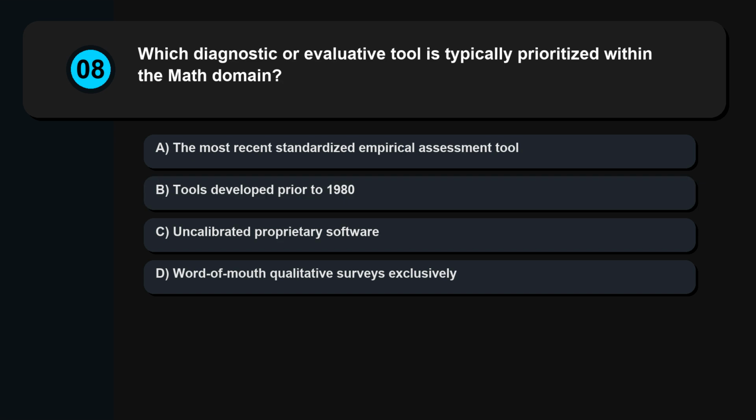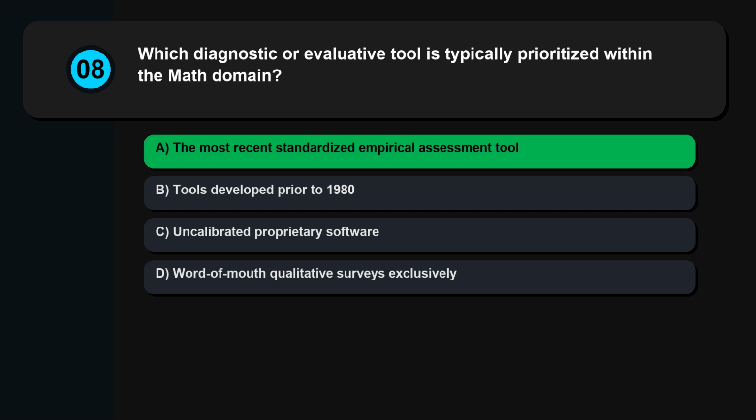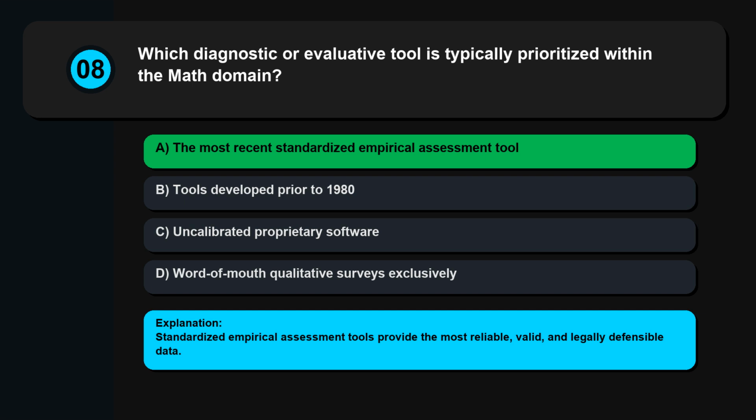Question 8. Which diagnostic or evaluative tool is typically prioritized within the math domain? The most recent standardized empirical assessment tool, tools developed prior to 1980, uncalibrated proprietary software, word-of-mouth qualitative surveys exclusively. Standardized empirical assessment tools provide the most reliable, valid, and legally defensible data.